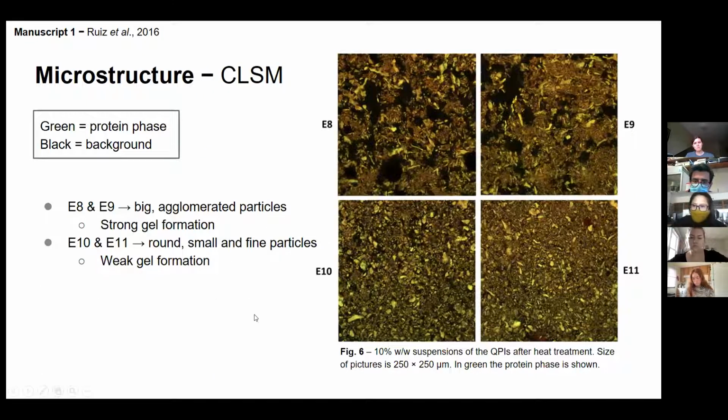And then they also observed the microstructure. The green represents the protein phase, whereas the black represents the background or the water. We see a trend for the lower pHs. They see a strong gel formation, supporting the other results. We see big agglomerated particles that form a nice network. And then for E10 and 11, they found a finer particulate size distribution, which caused a weaker gel.